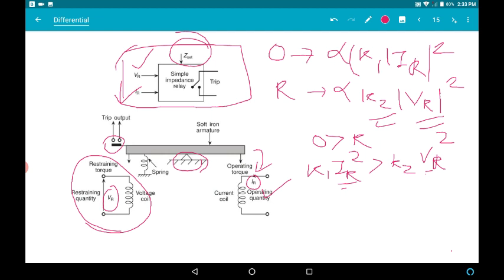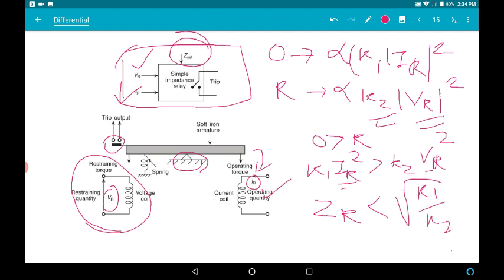Or in other words, I can write that if VR square divided by IR square is less than K1 by K2, then the relay should trip, right? So I can take the square root on both sides. VR by IR is nothing but ZR, right? Because VR square upon IR square, the root will be VR upon IR, which is ZR. This should be less than the root of K1 by K2.